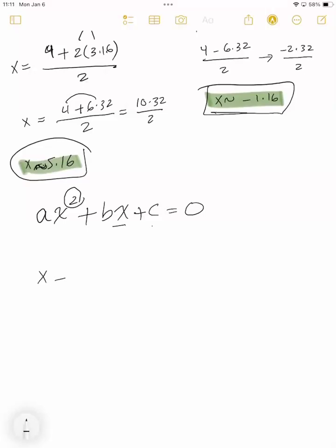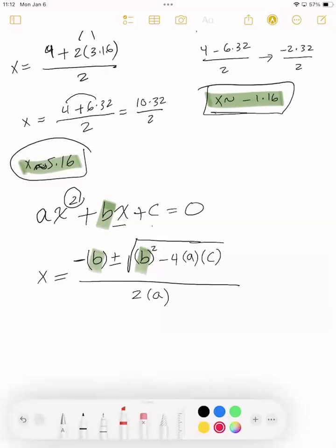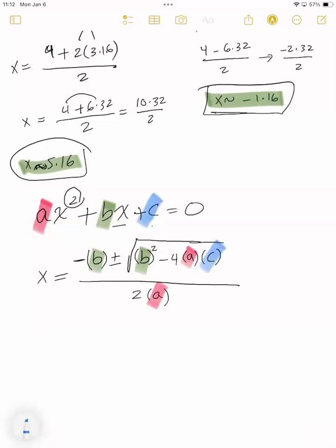And the quadratic formula, which gives you the solution for x, is x equals negative b plus or minus the square root of b to the power 2 minus 4 times a times c, divided by 2 times a. So this is your b, this is your a, and this is your c.